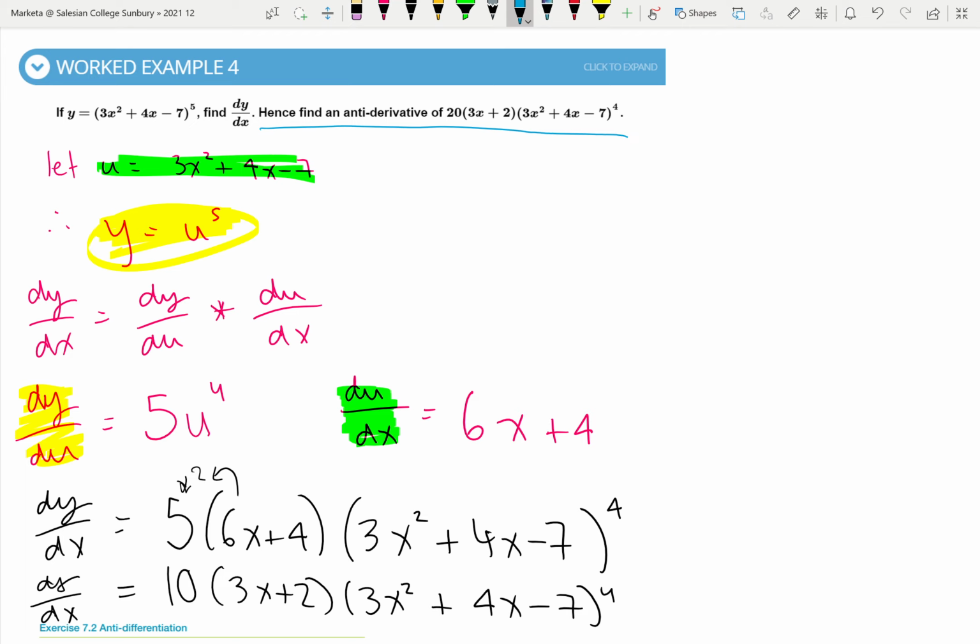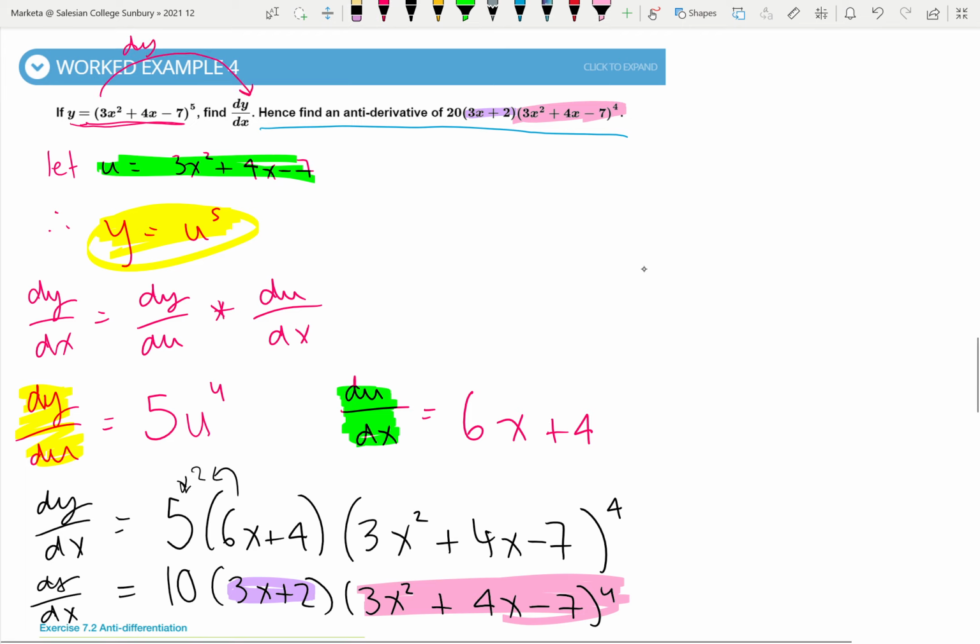Let's see what's the same. This is the key to getting these right: identifying what's the same and what's different, or what you have to change. I've got 3x plus 2, and I've got (3x squared plus 4x minus 7) to the power of 4. So really everything's the same, except I've got that 10 there. We said that we went from y and we derived to get dy/dx.